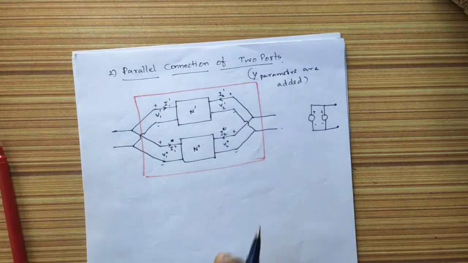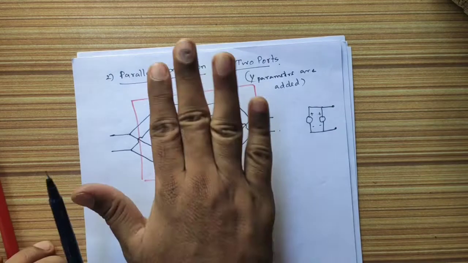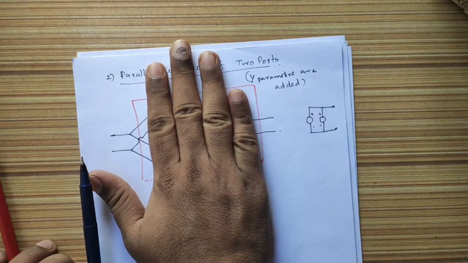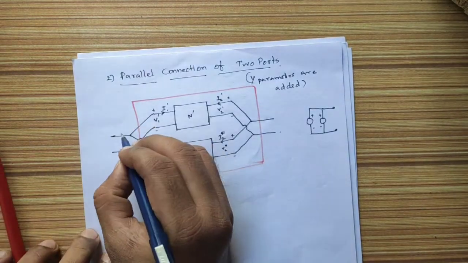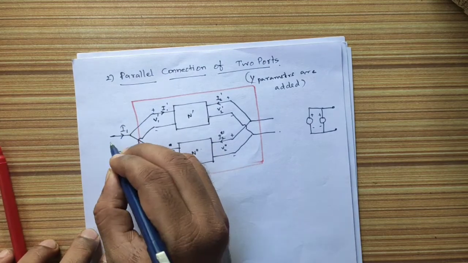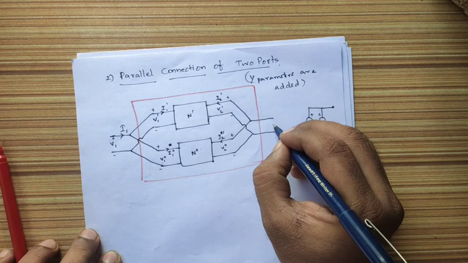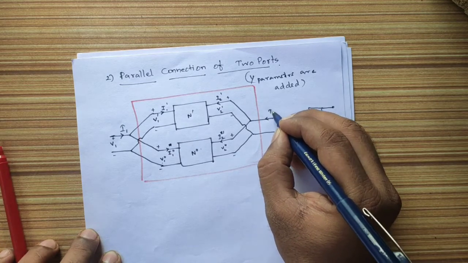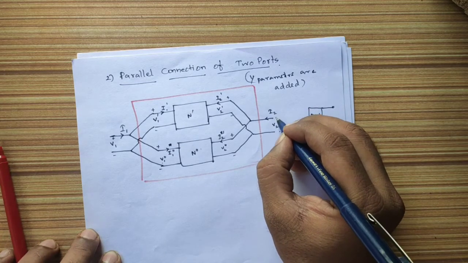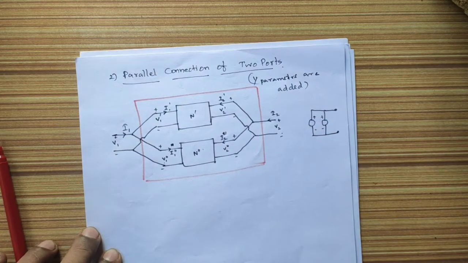Assume that this is the network. We don't know what is inside. So this is the network N. For that, the input current is I1 and input voltage is V1, positive, negative. And similarly, on the output side, the output current is I2 and output voltage is V2 between two terminals.